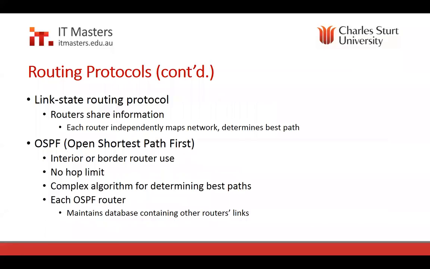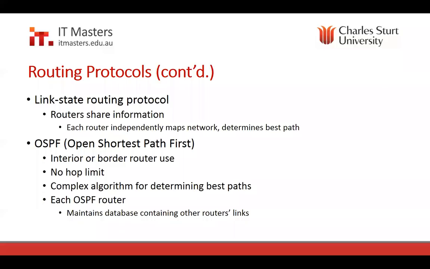We then have, as compared to distance vector, the link state routing protocols. In this case, instead of basing the routing table on simple hops, we share the state of all our links. So each router knows whether all its links are up, and it shares that information with all its neighbors. And so all neighbors know how everyone else is going, how healthy, if you like, everyone else is.